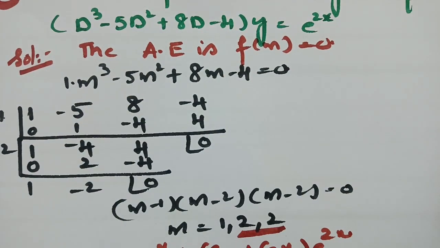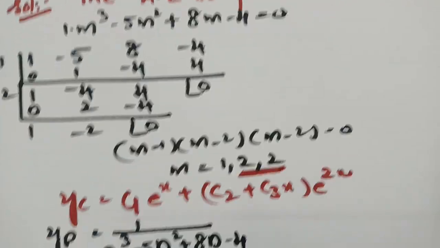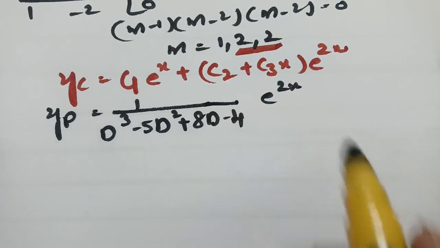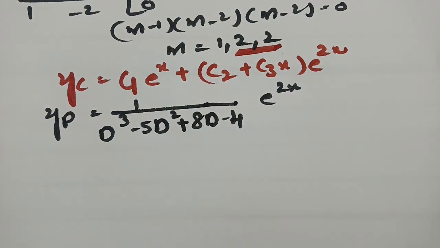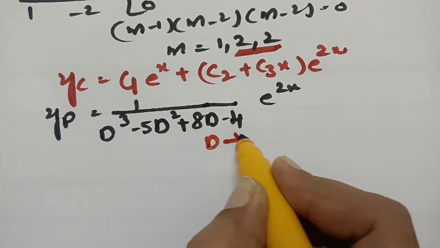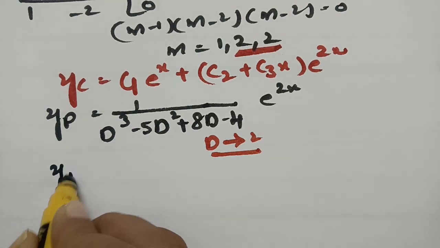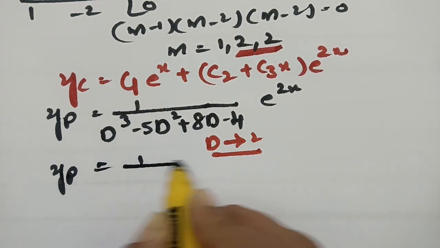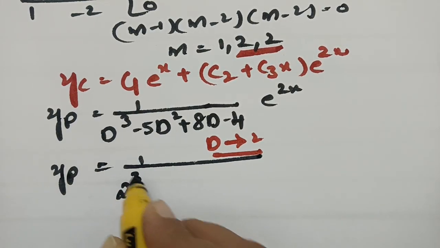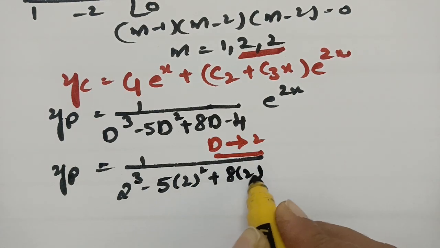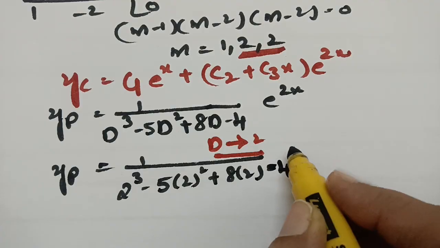So what is f of D here? F of D is nothing but, see here, this is D cube minus 5D square plus 8D minus 4, into e power 2x. So in place of D, substitute 2. First thing is we have to replace D by 2. So here yp is equal to 1 by, in place of D I am keeping 2 here, minus 5 into 2 square plus 8 into 2 minus 4, into e power 2x.